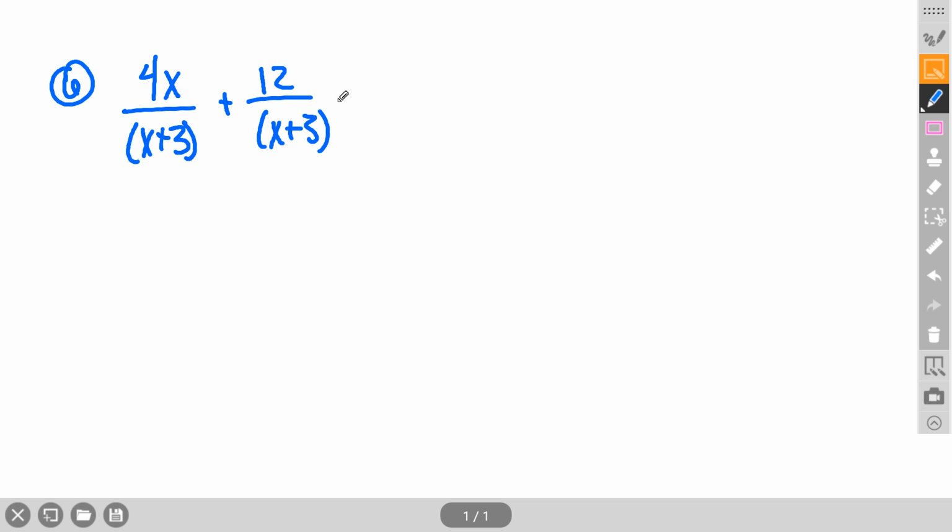Number 6 says add or subtract. So remember to do this, we need a common denominator. So we got 4x over x plus 3 plus 12 over x plus 3. Well, that's simple. Okay, we already have a common denominator. Our denominator is x plus 3. So I can just add the numerators.